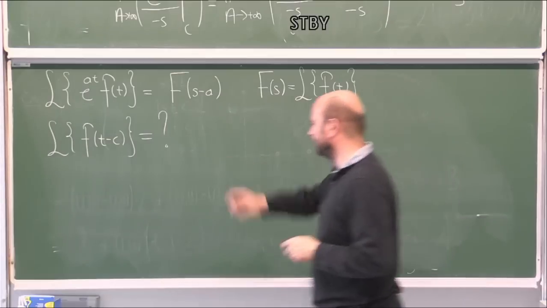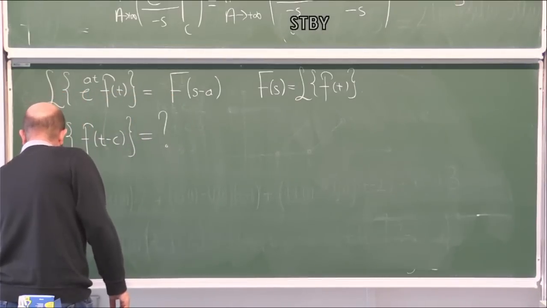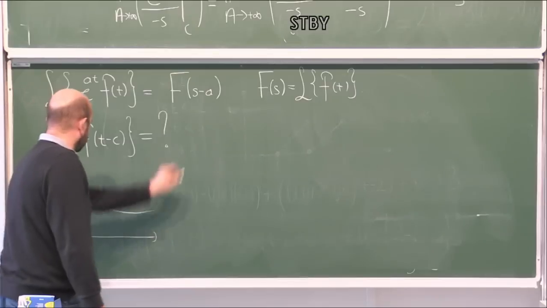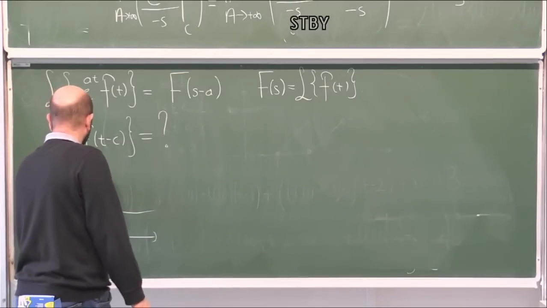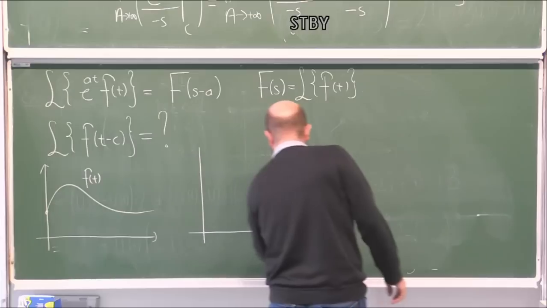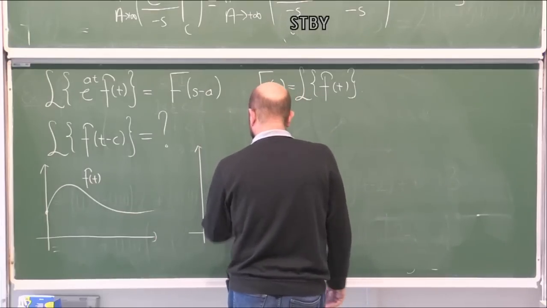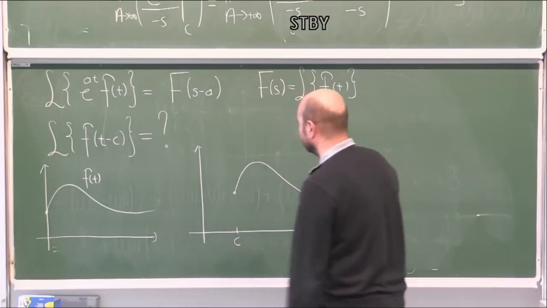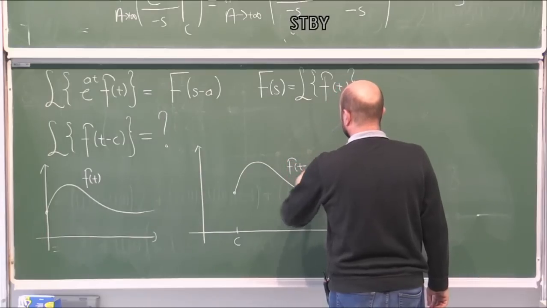Okay, but now there is one thing here you should be careful about. Let's say that this is your function f. I'm just drawing something continuous. So this is your f of t. And now when you shift it, this is c, and it's this function. So this is f of t minus c. You are shifting to the right.